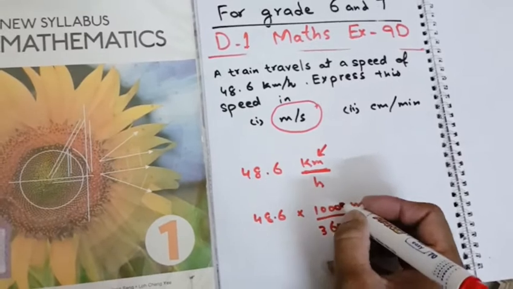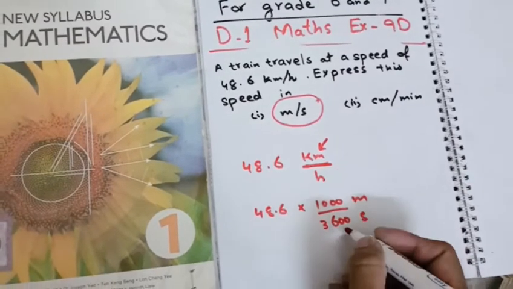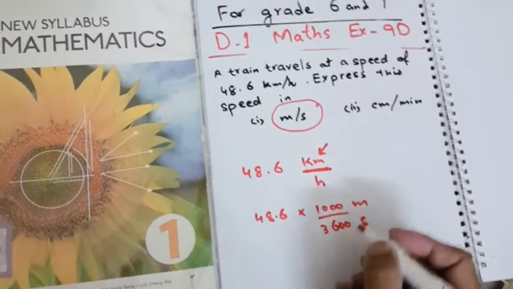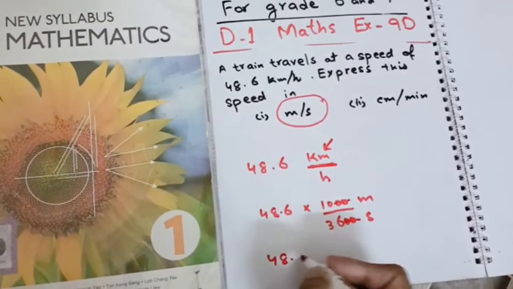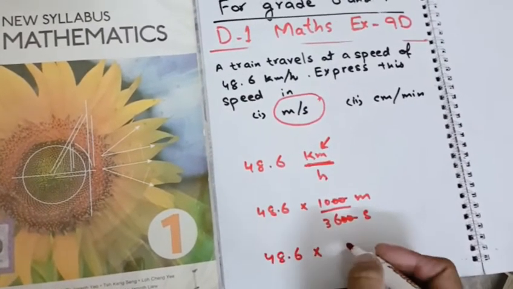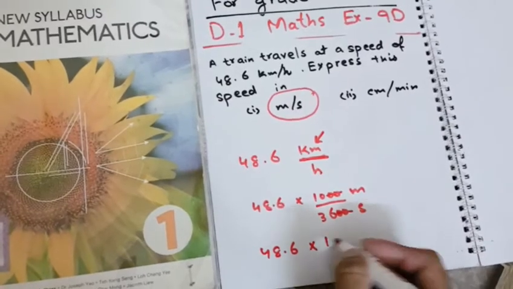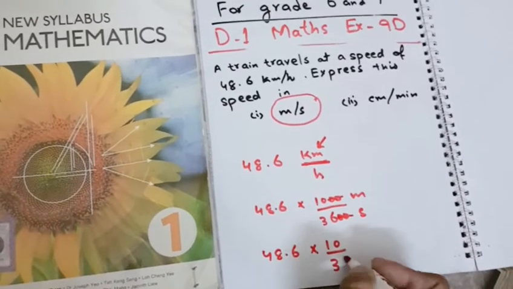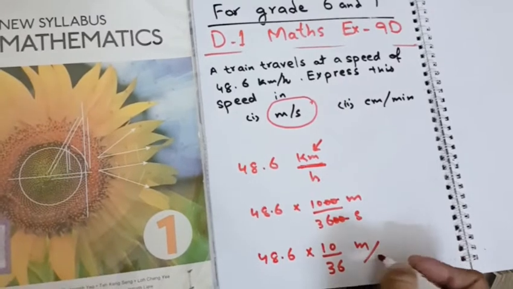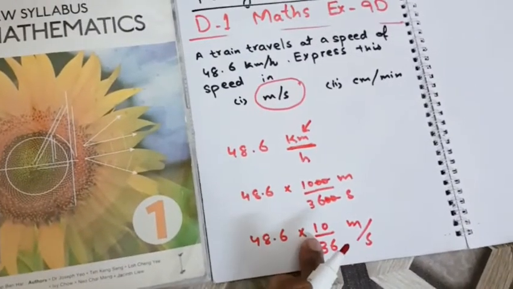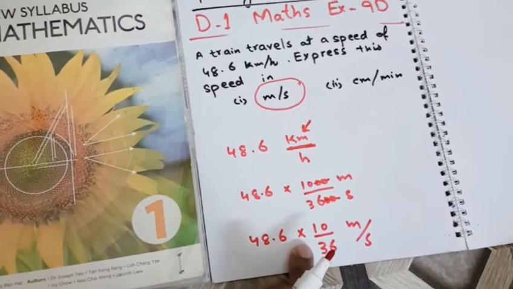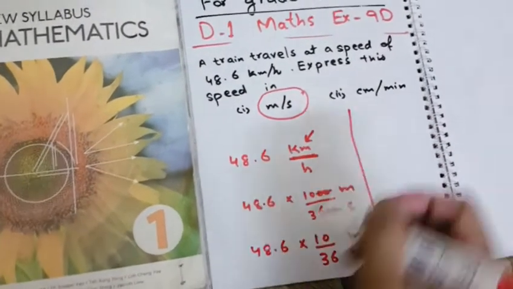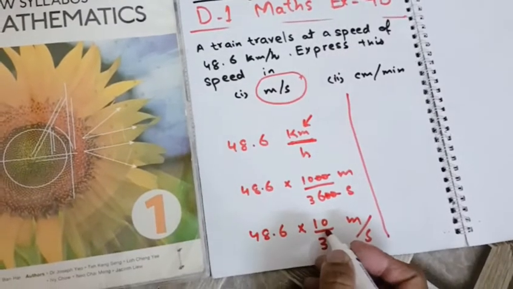Okay, these two zeros of 1000 will be cancelled with the two zeros of 3600. We are left with 48.6, there is no effect on it yet, and multiply by 10 divided by 36 meters per second. 48.6 would be multiplied with the 10, and we would get, if you do it using a calculator, you can.